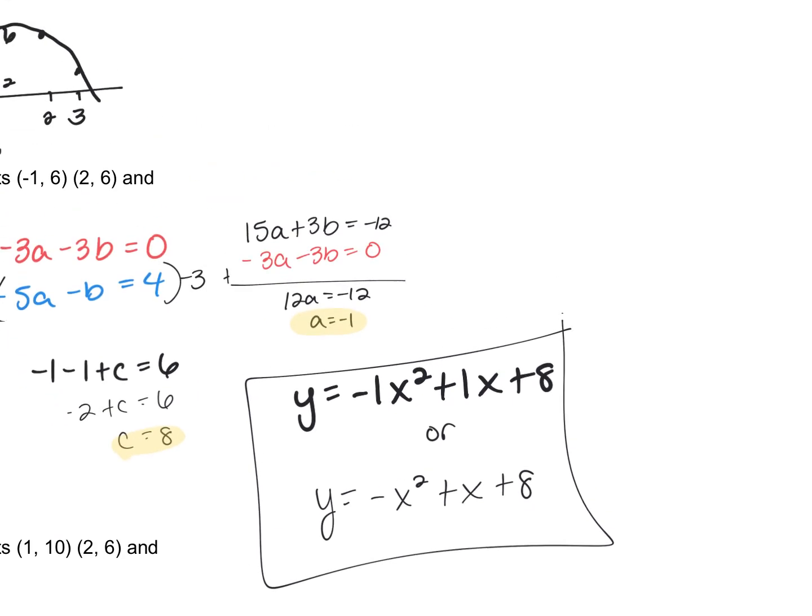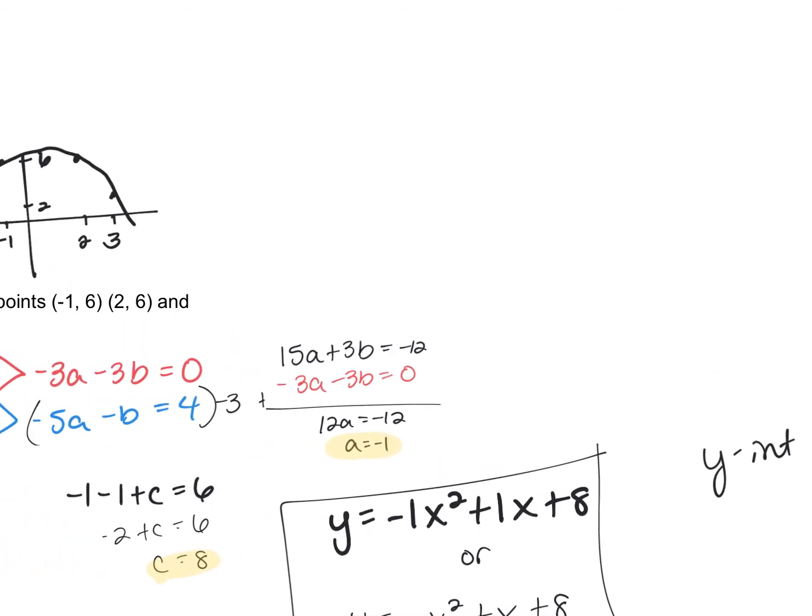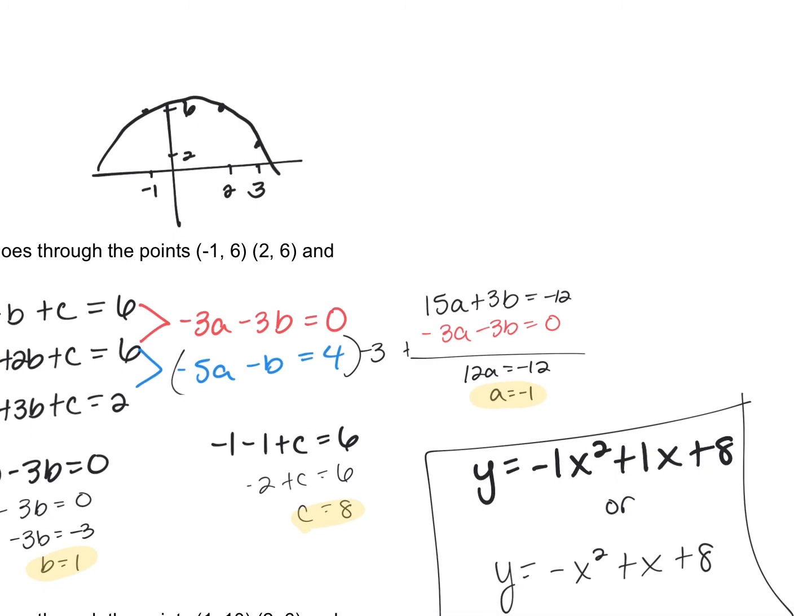Let's double check. What would the y-intercept of this graph be? Well, it would be your c. So your y-intercept would be at 0, 8. Looking back at our original little sketch, does that look like it could be about 8? Yeah. Maybe my graph isn't perfect, weird. But it looks like it could be around that area.